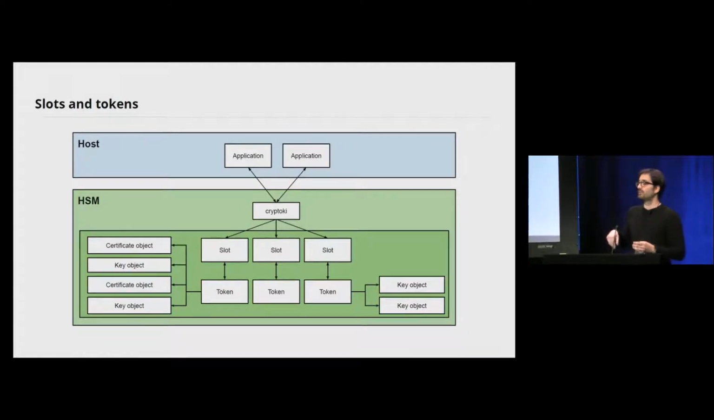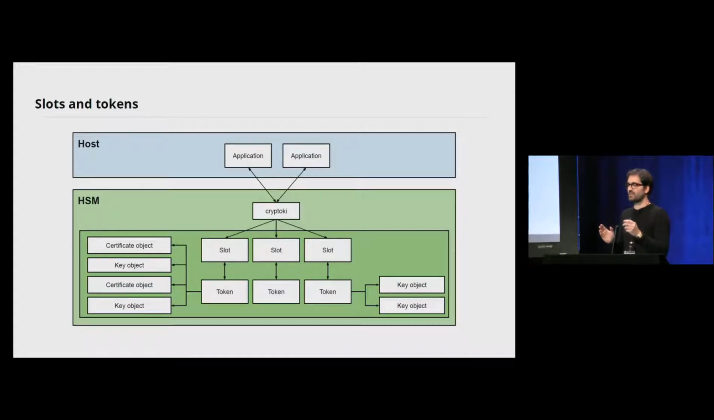Each object belongs to a token. What are tokens? When a user wants to log in to the HSM, they log in to a slot. What is a slot and a token? Originally, the token was the object that contains the cryptographic objects, like a smart card, and the slot was a physical device used to access the token. In that case, it was a smart card reader.